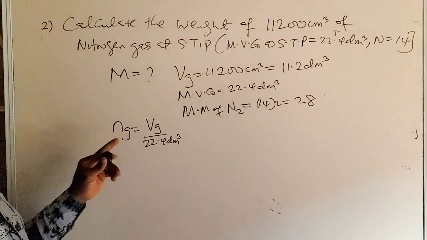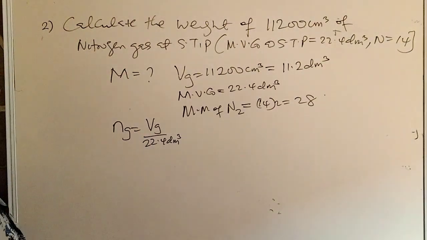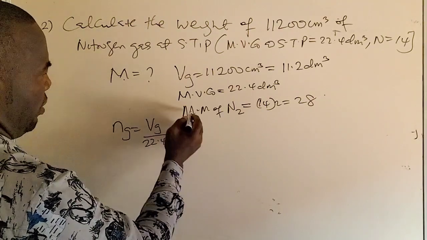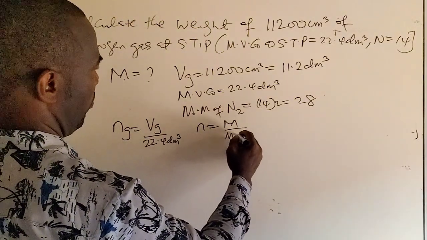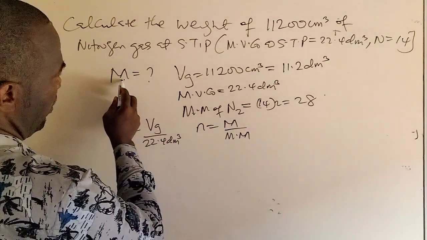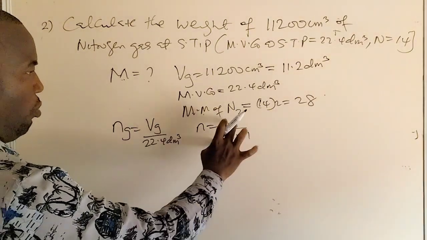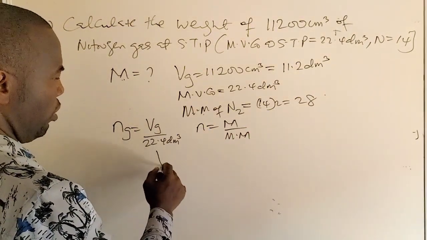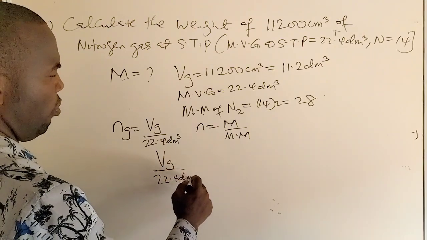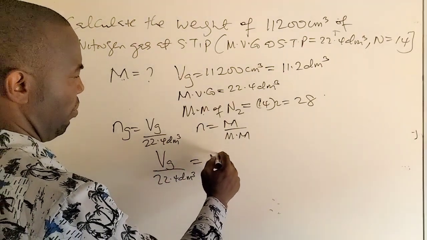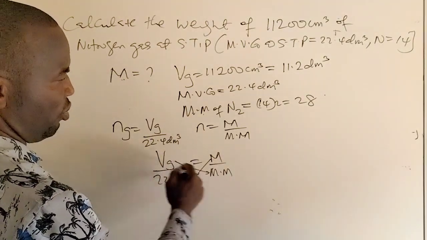But we're not looking for volume. We're not looking for mole either. We're looking for mass. And also, mass and molar mass are connected to mole by mass over molar mass. So this is mole, this is also mole. The two are equal. You equate volume of gas all over 22.4 dm cube, which is mole, to mass over molar mass. You cross multiply and make mass the subject.